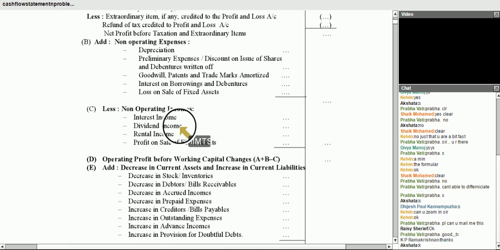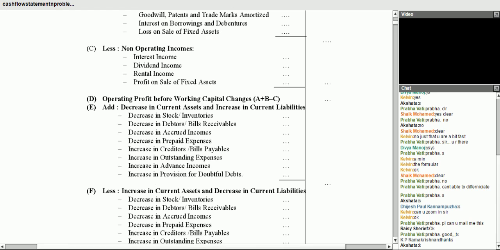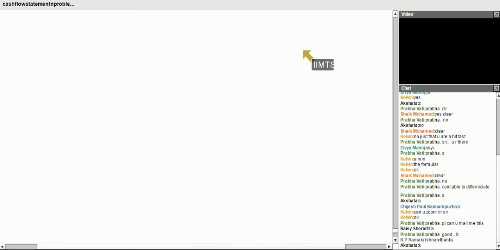Similarly, like these things, non-operating expenses, these things come, right, which we can add. This is the format. Now let's proceed and take a few questions.